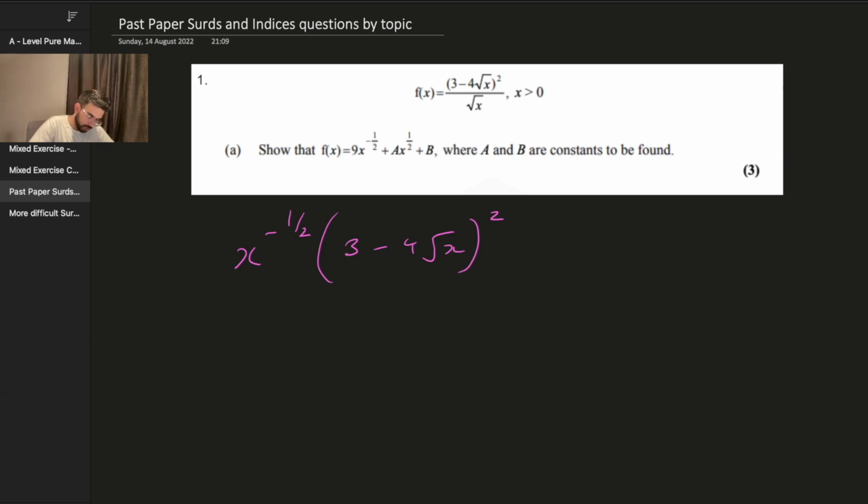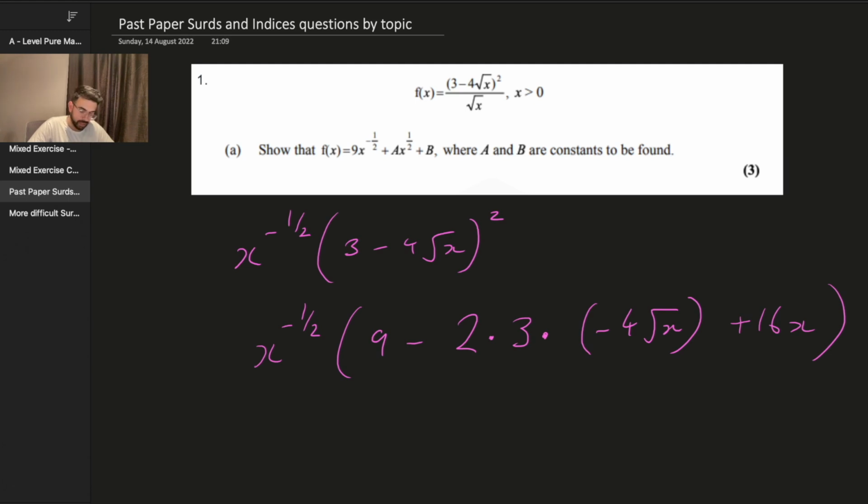So I'm going to end up with x to the minus a half multiplied by 9 minus, and this time we're going to use the 2ab formula. So I'm going to write 2 multiplied by 3 multiplied by minus 4 root x. If you're new to A-level maths, a dot in like this that looks a little bit like a decimal is actually a symbol for multiply. Okay, so write 2.3 dot minus 4 root x, and then we need squared, so it's simply going to be plus 16x.